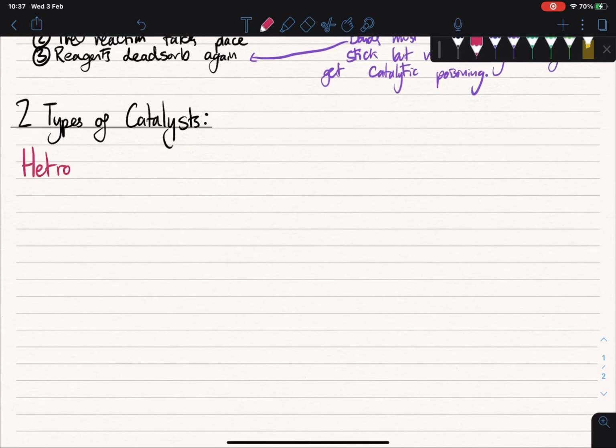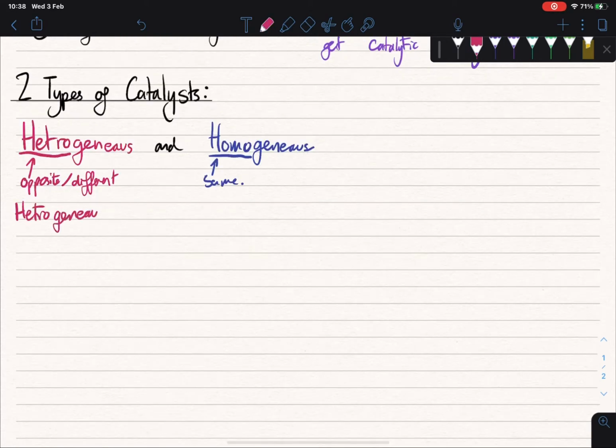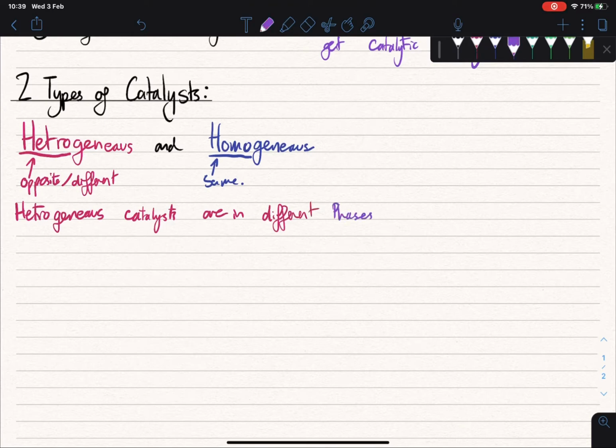So there are two types of catalysts that we need to know about, heterogeneous and homogeneous. As you can probably tell from the roots of their names, hetero means different or opposite, and homo means the same. And when they refer to difference or opposites, they are talking about phases. Phase is a new word that we've just come across. It means that there's no barrier between the catalyst and the reactants.